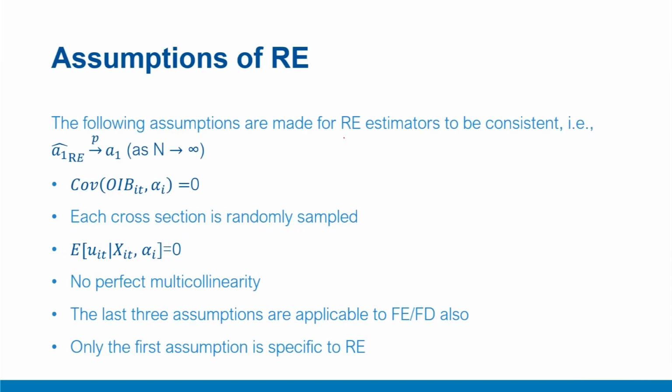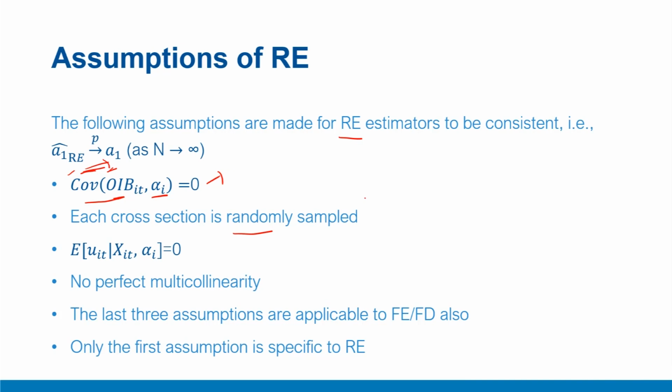When we talk about consistency of RE, random effect estimates, asymptotically, the following assumptions need to hold. So asymptotically, if random effect estimates have to converge to the population parameter A1, then first and foremost, the unobserved heterogeneity needs to be uncorrelated with the order imbalance term so that the endogeneity problem is avoided. So there is no endogeneity.